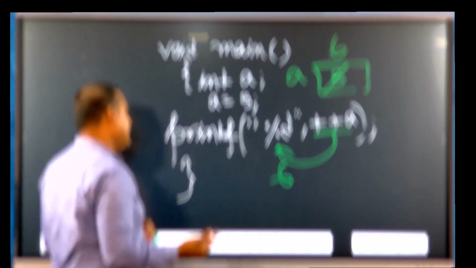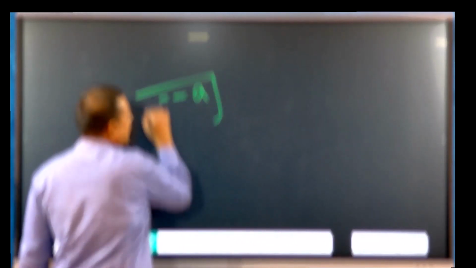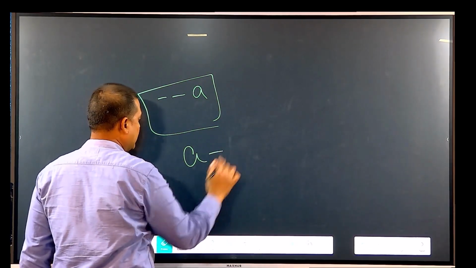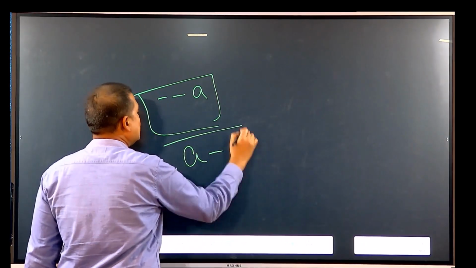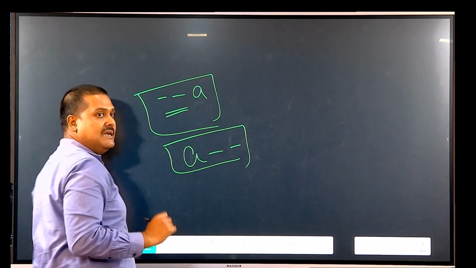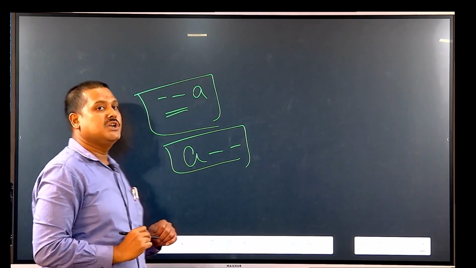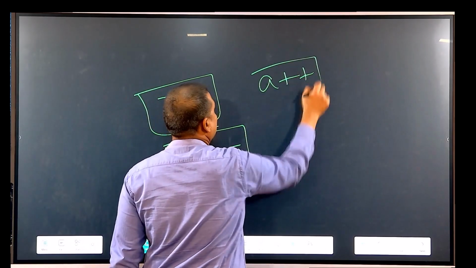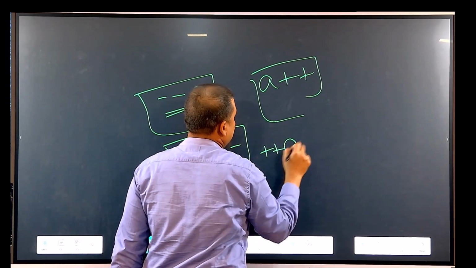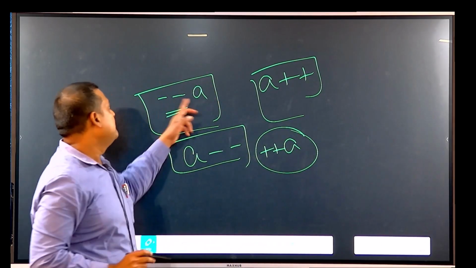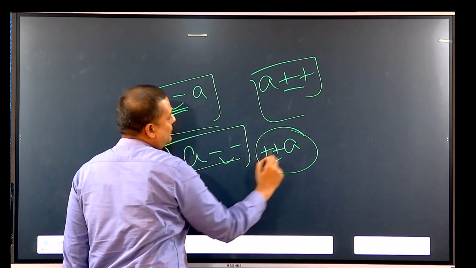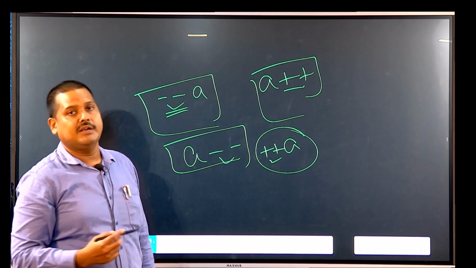And in the same way, minus minus A and A minus minus will work. This is called pre-decrement and this is called post decrement. So, this is the case for A plus plus or plus plus A. So, there are 4 things: before, after, before, after. Wherever it is written, as per the context, it will work.